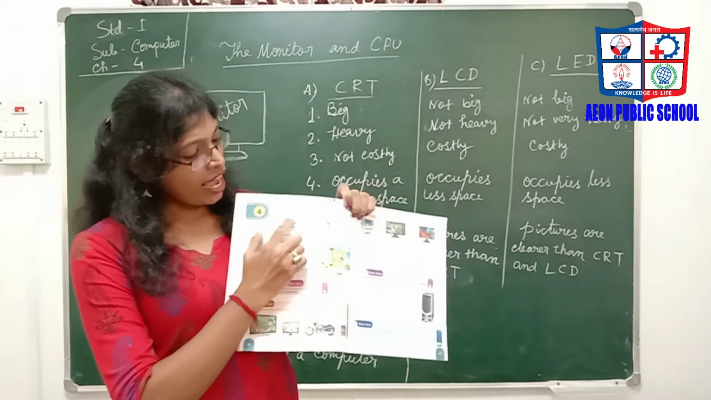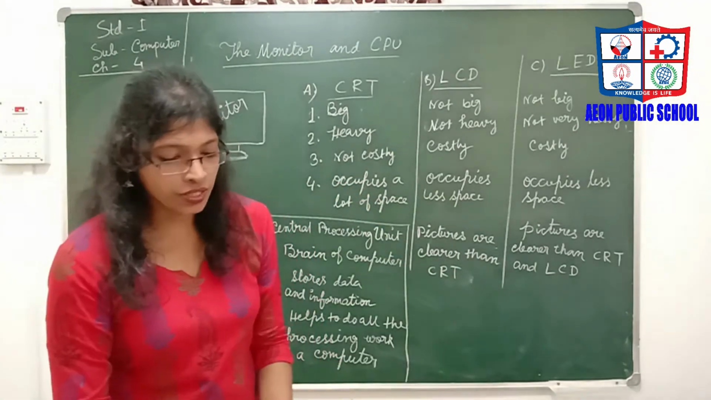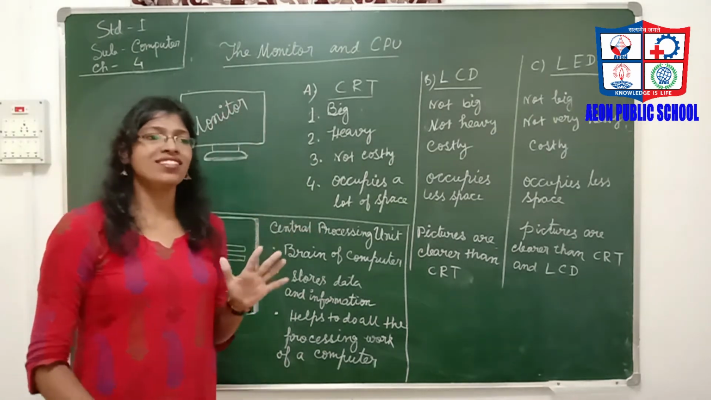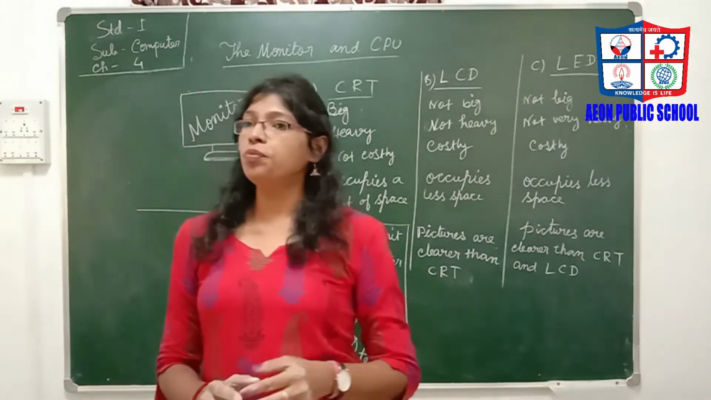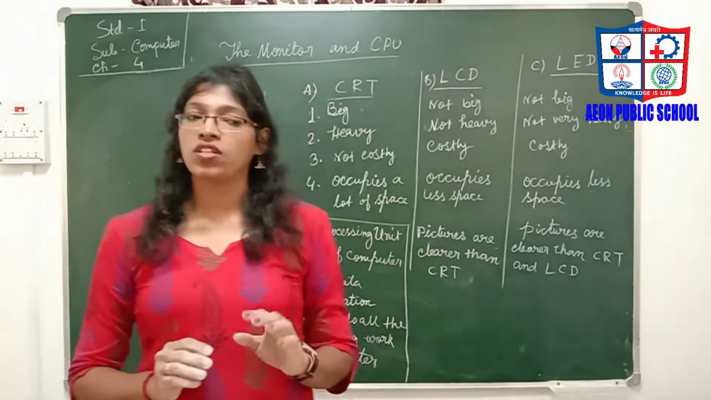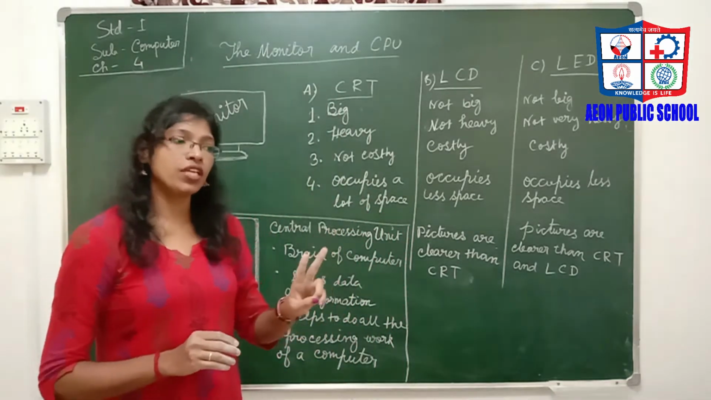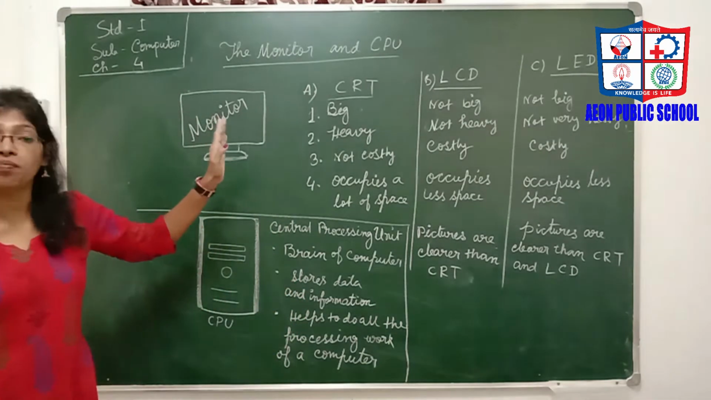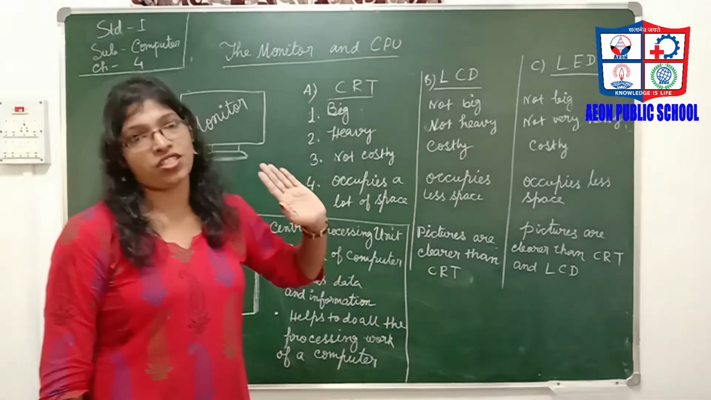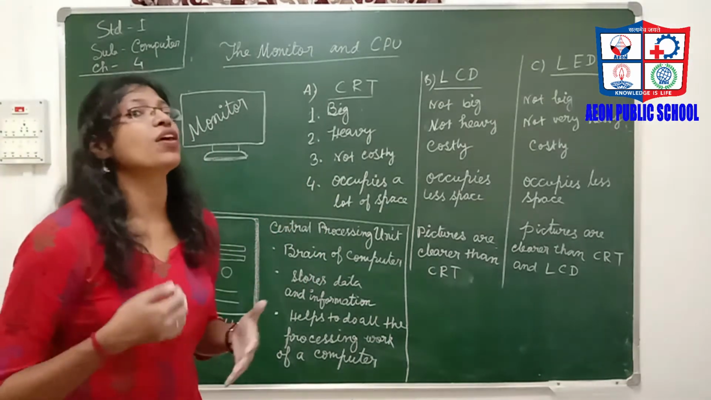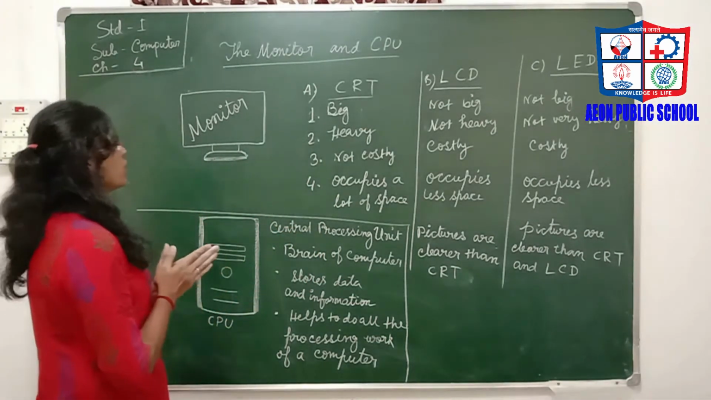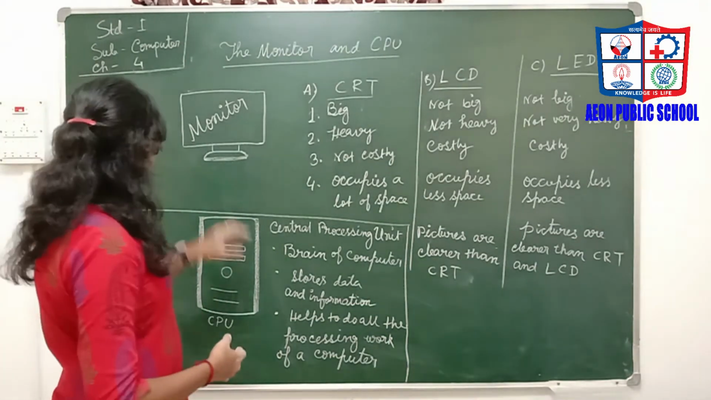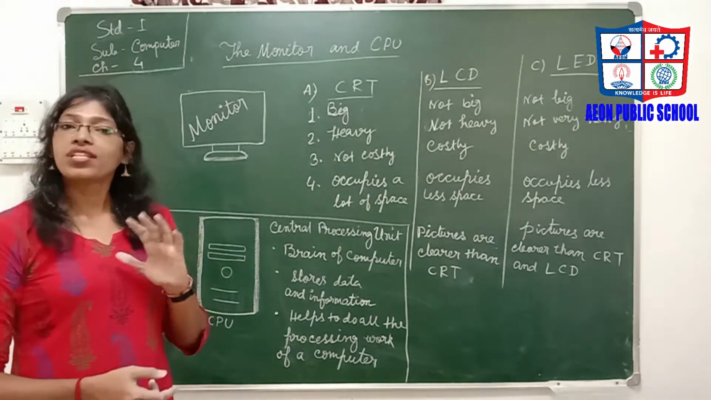The monitor and CPU. This chapter is about the monitor and CPU. As you know, a computer has four main parts: the monitor, CPU, keyboard and the mouse. That means the monitor is an important part of our computer. Now let's discuss the monitor. It looks like a television.